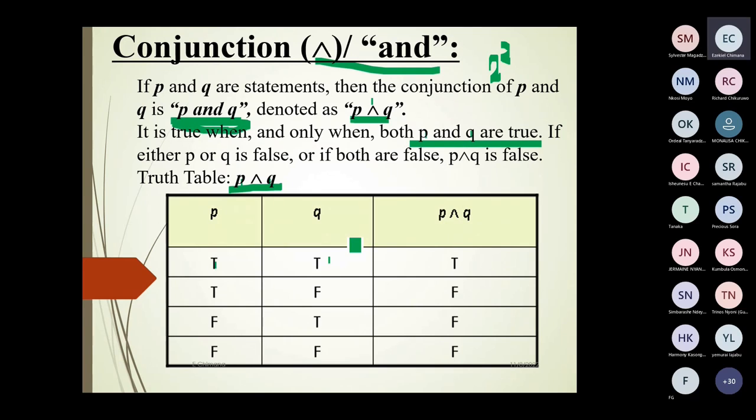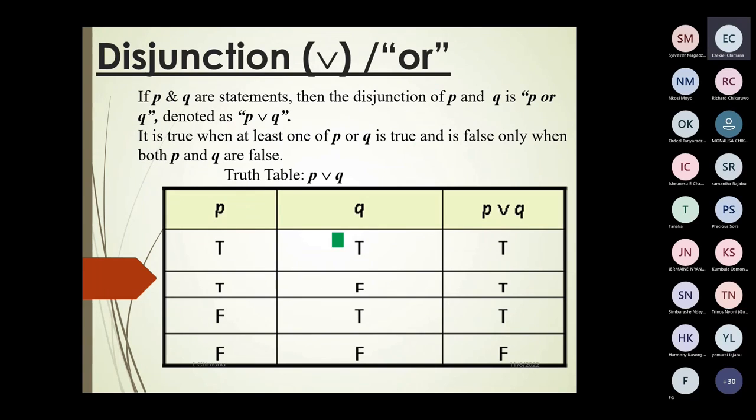If there are no questions, I think we can move on to the disjunction, which is the OR part. So if P and Q are statements, then the disjunction of P and Q is P or Q, and it is denoted by P or Q. This is simple. It is true when at least one of P or Q is true.